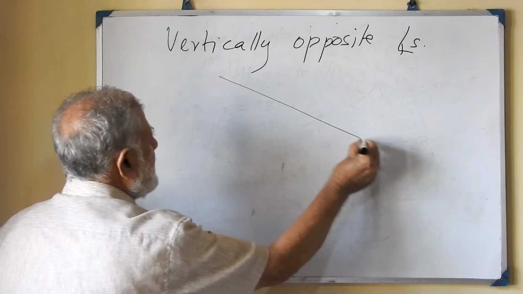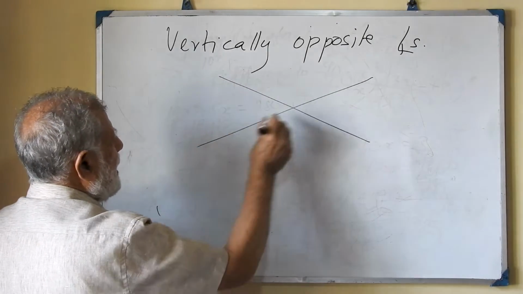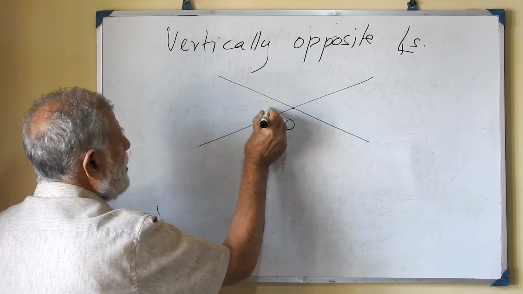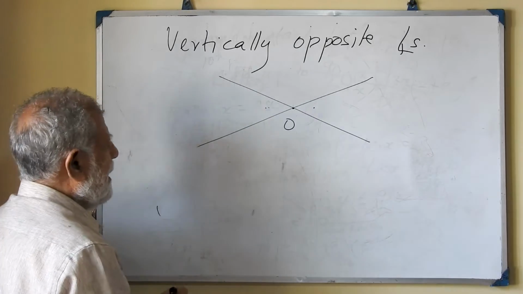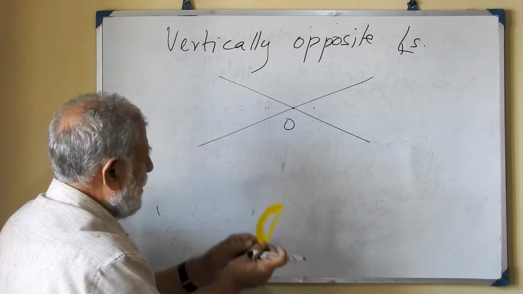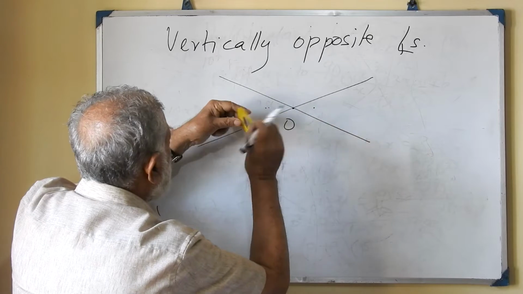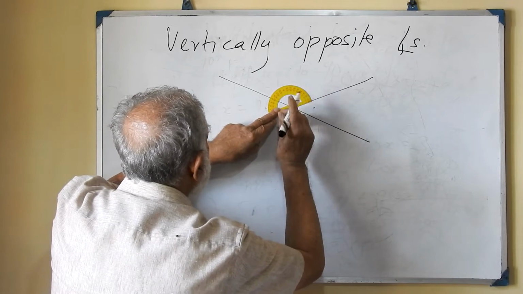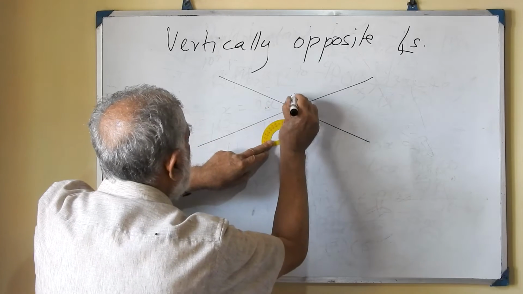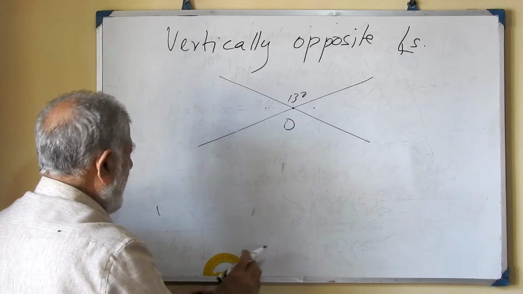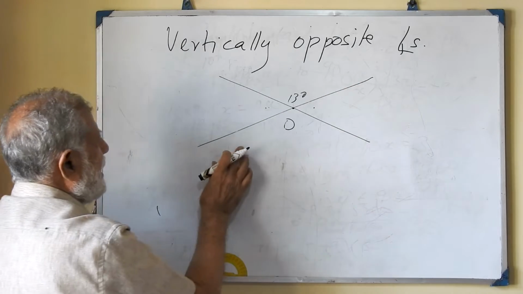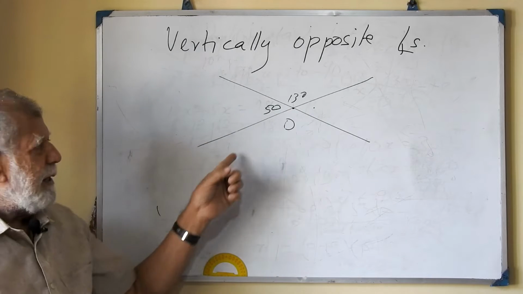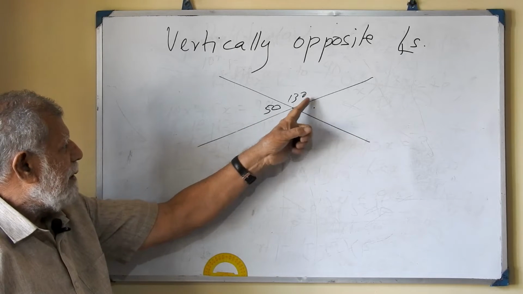We have two straight lines like this. These straight lines are intersecting at this point here. We call it O. Then we have these two opposite angles. These two angles are equal. Now if you keep the protractor here and measure, this will come to 130 degrees. And since this is a straight line, immediately we can say that this is 50 degrees. Can you see? Now this is a straight line. When you measure this angle, 130 degrees, this is 50 degrees.